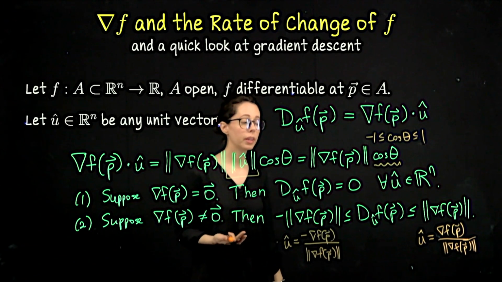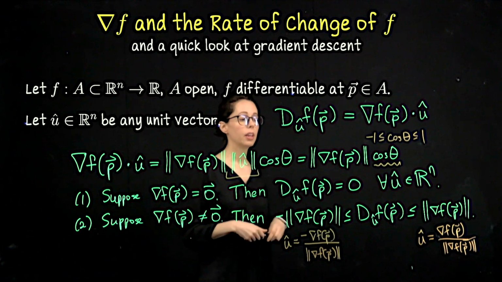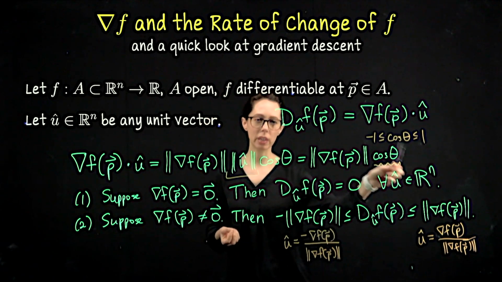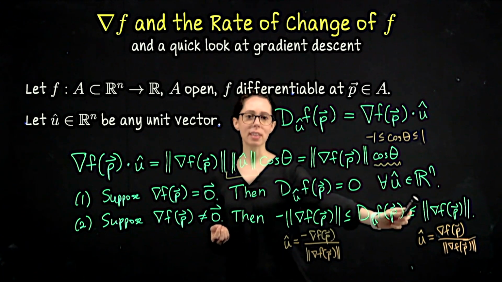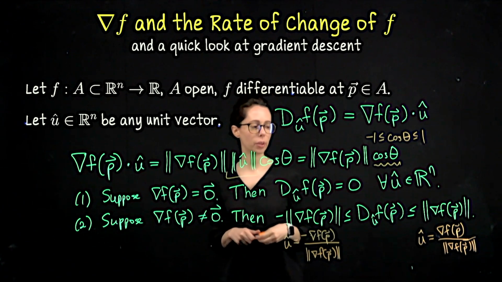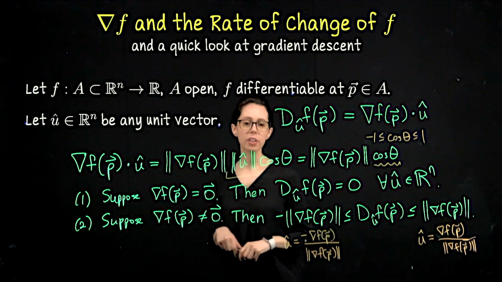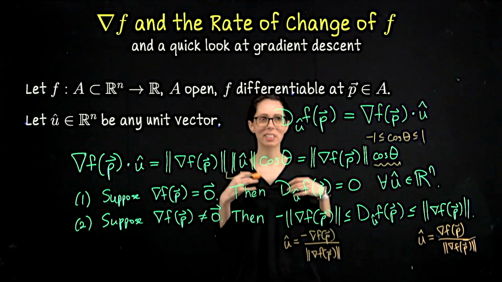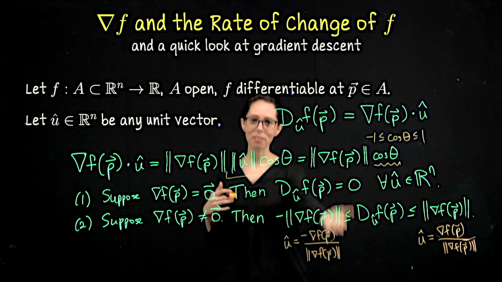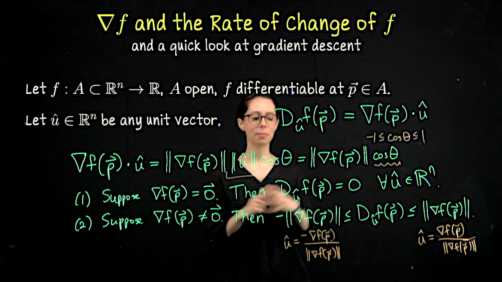So if you've computed the gradient of f at p, you have the sense of direction which would give you the greatest possible increase. If you want to increase f the most, this is the way you would choose to go. Likewise, decrease if you go in the opposite sense of direction. So gradient of f points in the direction of greatest increase. Negative the gradient points in the direction of greatest decrease.